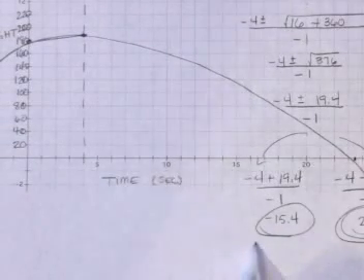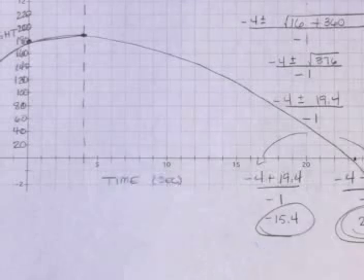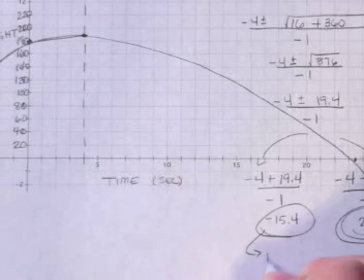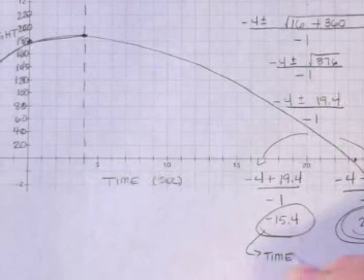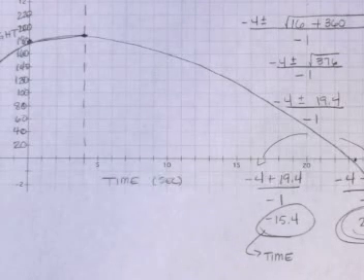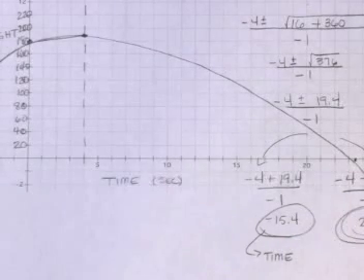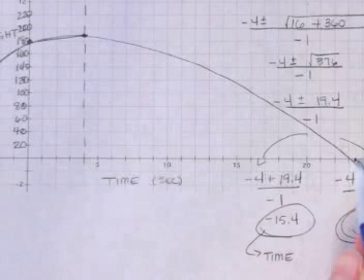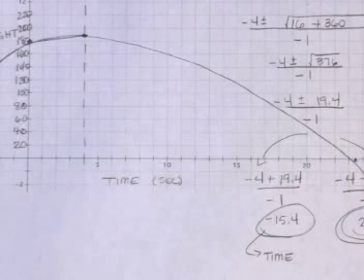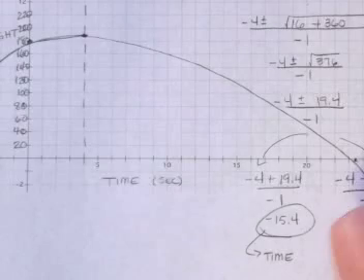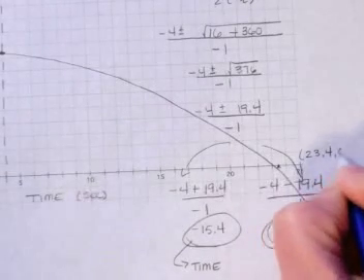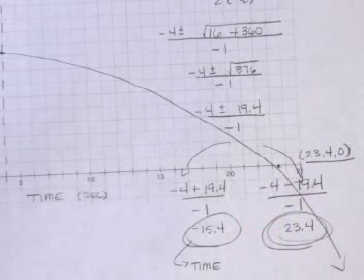I'm not going to worry about this zero, and the reason I'm not going to worry about this zero is because this is when time is negative. Remember, I'm graphing time on my x-axis, and time can't be negative in this scenario. So I'm not too concerned about where that zero is. This one, however, tells me that after 23.4 seconds, this is the point, 23.4, 0. After 23.4 seconds, my penny hits the ground.